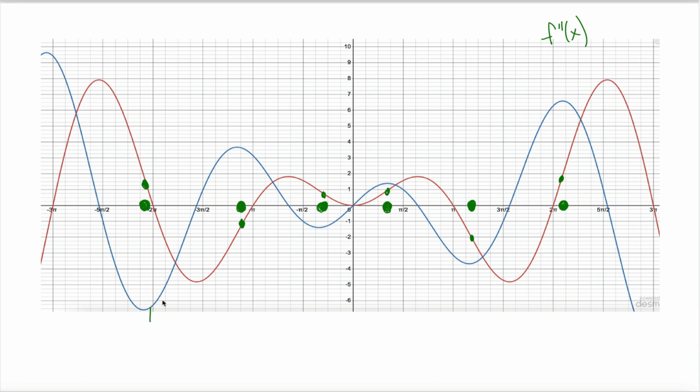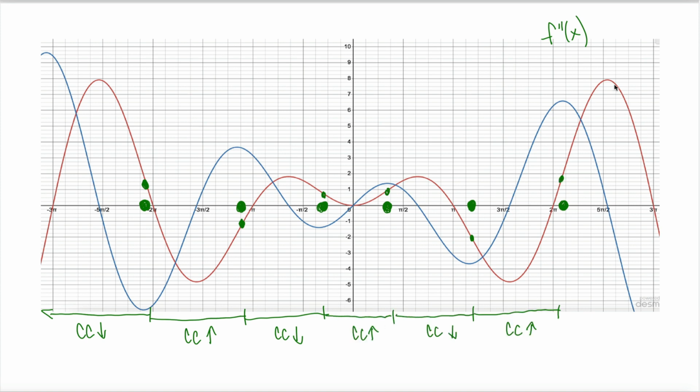My graph over here is concave down. Some shorthand notation for that is CC down. Between this point and this point, my graph in red is clearly concave up. From this inflection point to this inflection point, I'm concave down again. And I continue to alternate as I go across my graph until I get to this last region here where the graph looks like an upside down cereal bowl, if you want, and therefore is concave down.